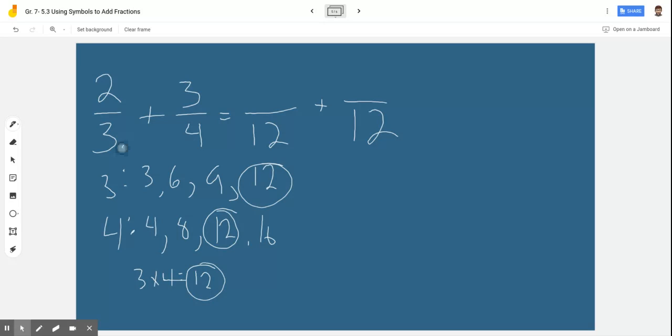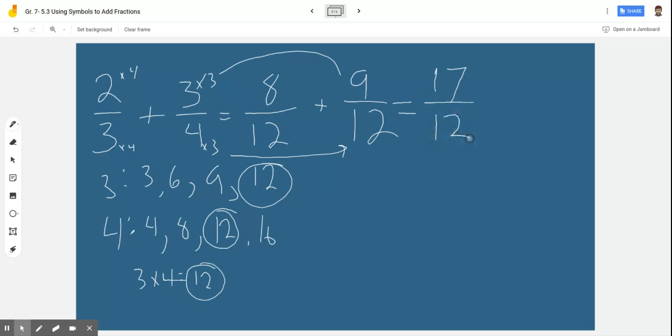Now, what did I multiply 3 by to get 12? I multiplied that by 4, so I'm going to multiply my numerator by 4. I'm going to get 8. This one I multiplied my denominator by 3 to get this 12 over here. I'm going to multiply this one by 3 to get this numerator over here, which is 9. And I'm left with 17/12, which is 1 5/12.